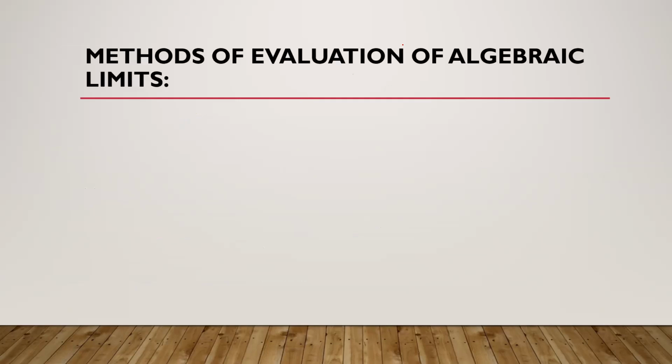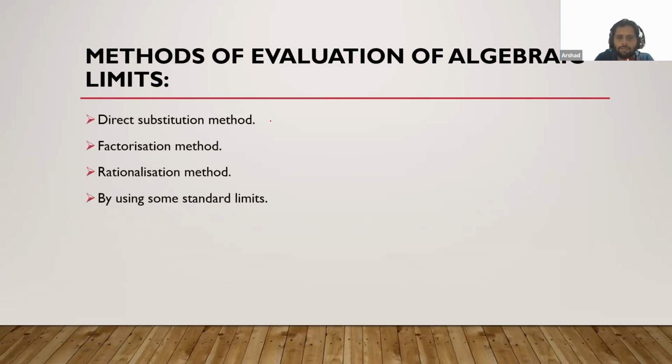Next is methods of evaluation of limits. As I already told you, there are two major methods: the LHL, RHL method that we will do later on, and the direct method. In this case, we have four methods: direct substitution method, factorization method, rationalization method, and the method using some standard limits. All these methods you have already covered in class 11. We will do a quick revision of this. Please note this down and raise your hands so that I can start these methods.